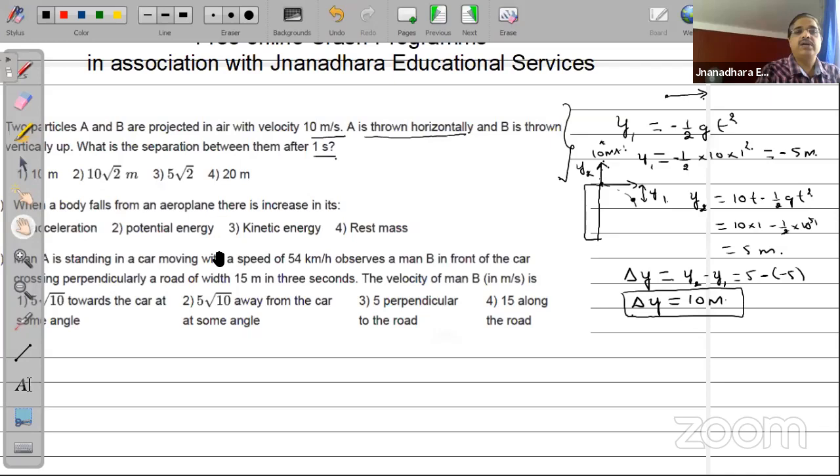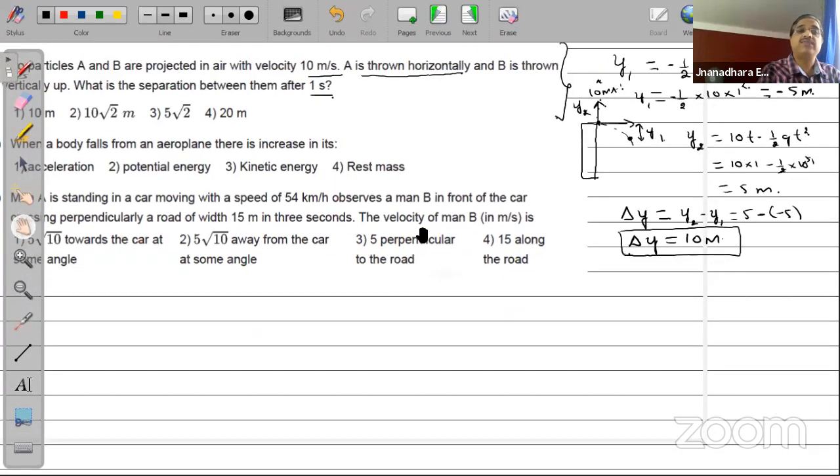Now what about delta x? Do we also have separation there? We should expect that there should be a separation, especially for the first particle. For the first particle, the x coordinate will be equal to 10 into 1, which is 10 meters, whereas x2 will be 0 because it is projected vertically up. So delta x also will turn out to be 10 meters.